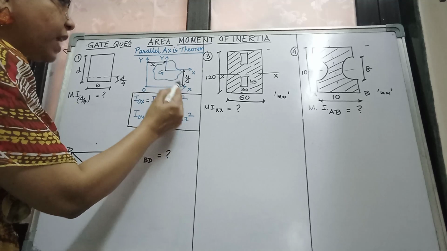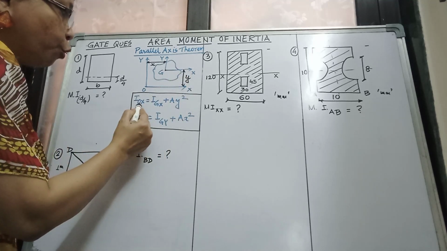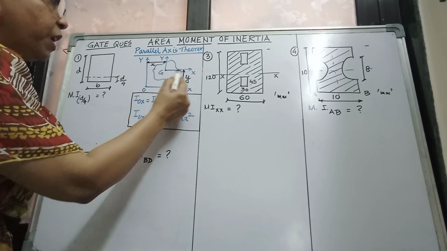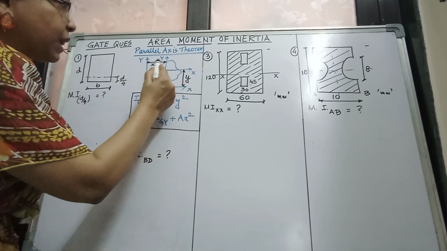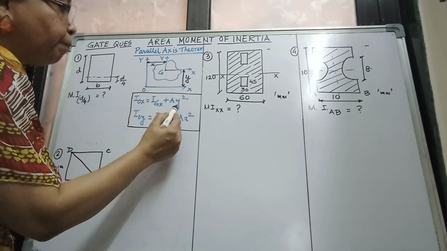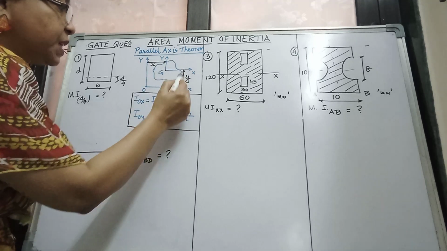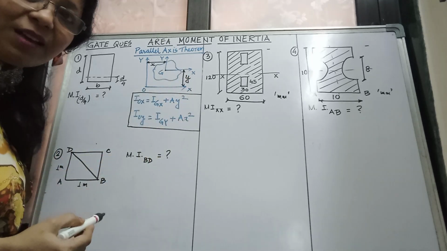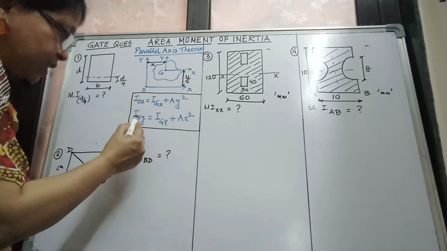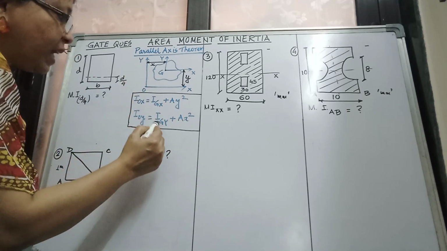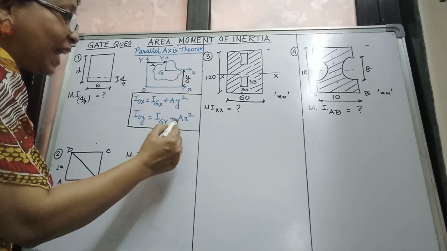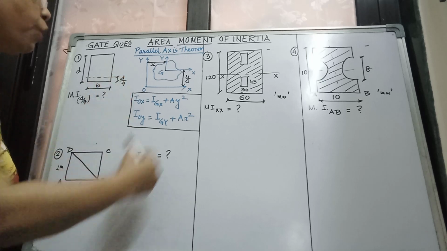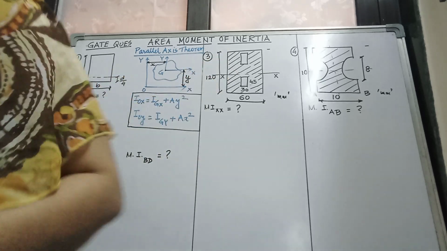Suppose this axis Ox is parallel to the Gx axis, so the moment of inertia about Ox will be IGx, that is the centroidal moment of inertia, plus the area of this body multiplied by the square of the distance between the two parallel axes. For this axis, what is the distance? Distance is y, correct? So this is A y square. Similarly, IOy is equal to IGy plus A x square. This is the parallel axis theorem. Based on this, we will solve these four problems.